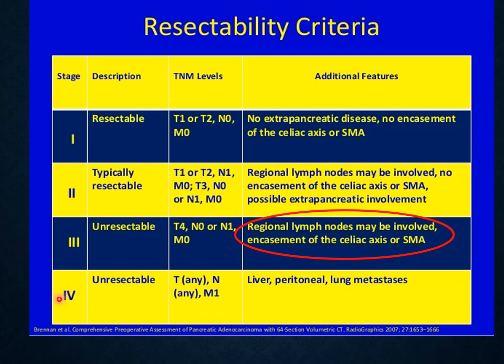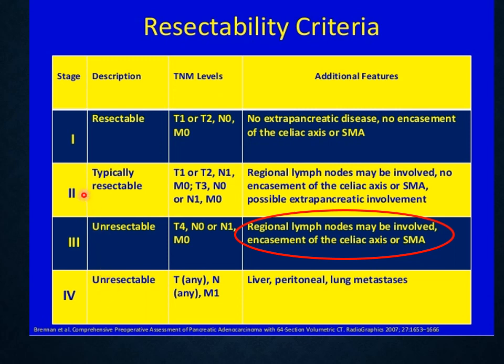Stage 4, on the other side, at the end, is clearly unresectable. Tumor of any size, nodal status any, and metastasis is positive. Therefore, with liver, peritoneal and lung metastasis or metastasis elsewhere, it is clearly unresectable.